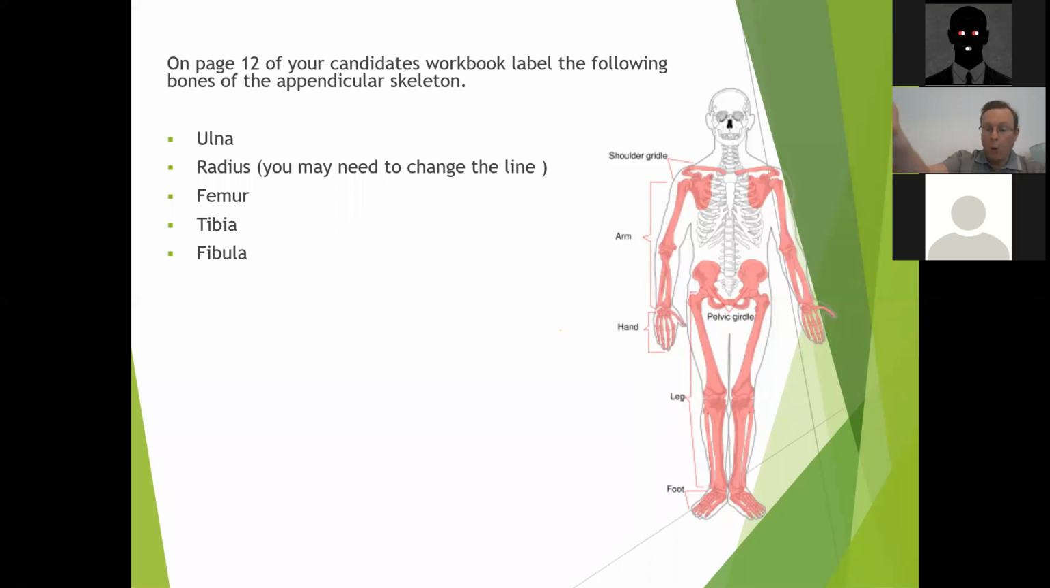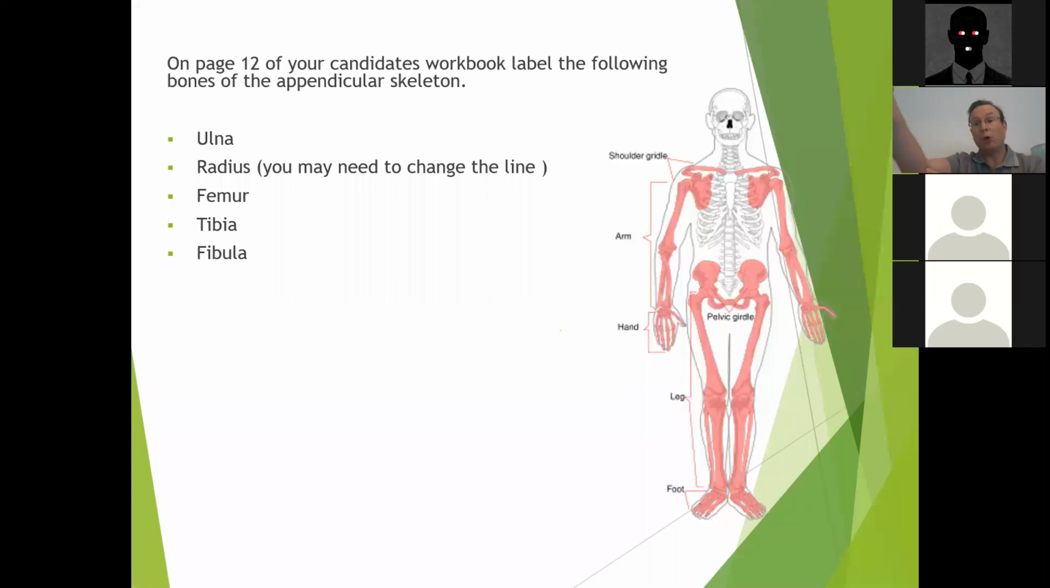Now, one thing I would say is your pictures are pretty bad. Remember, an arm, as I hold it like this, the radius is on the outside. So your ulna is on the inside. The picture you have has it labeled about here. So I just want you to be aware. You might need to double check. You're going to need to change one of the lines to show radius. It's a pretty rubbish picture you've got, but you're going to have to do your best.